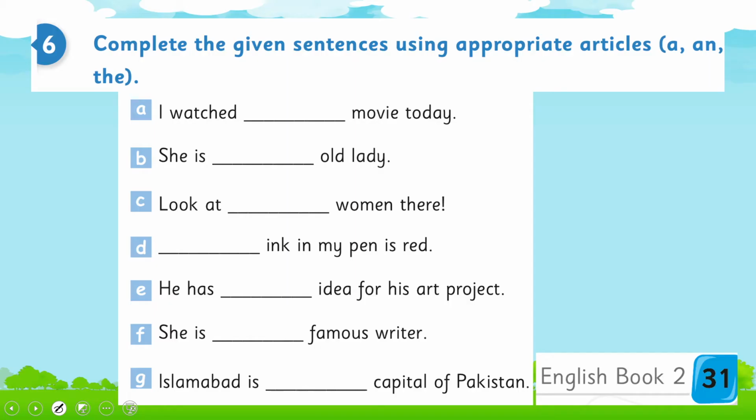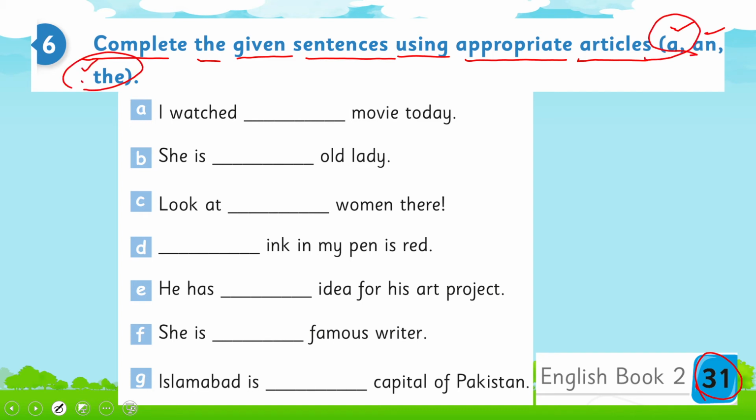Now open your book on page number 31. Here is the instruction. Complete the given sentences using appropriate article. And what articles are? A, an, and the. So there are three articles. We know now where to use which article. So you will use the appropriate article to complete these sentences.